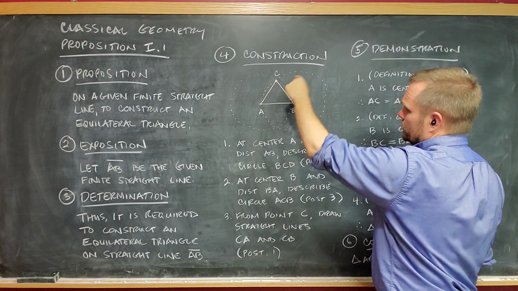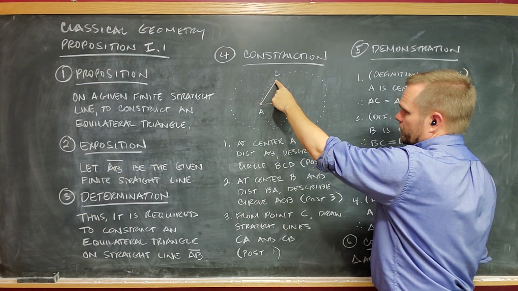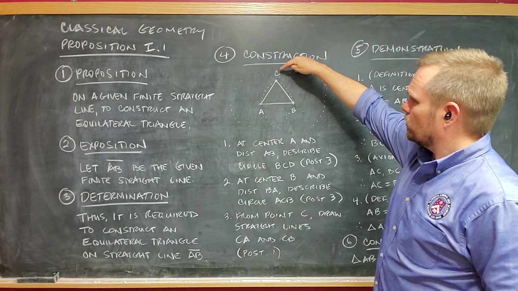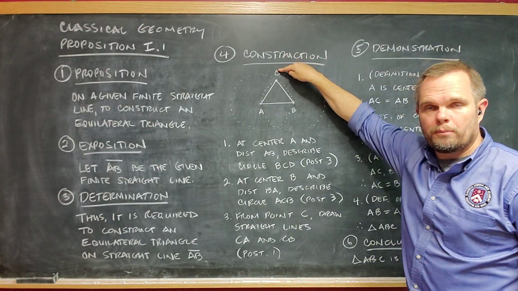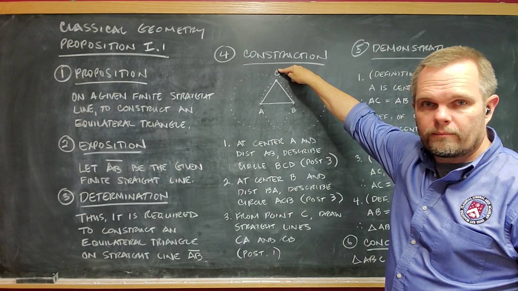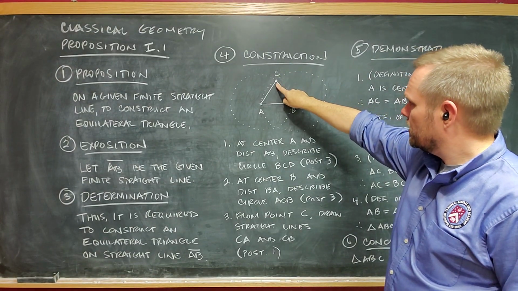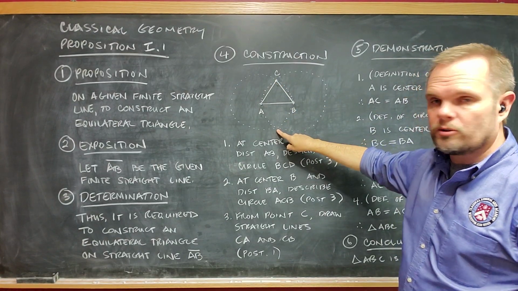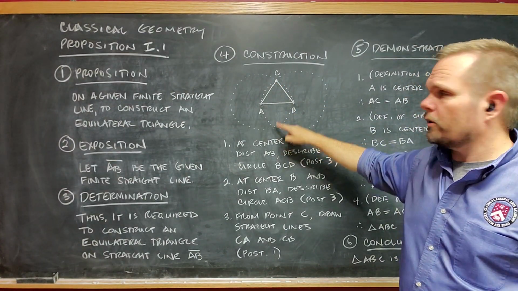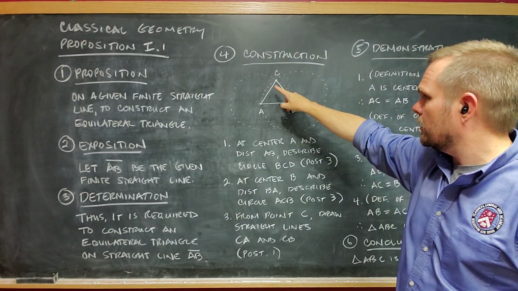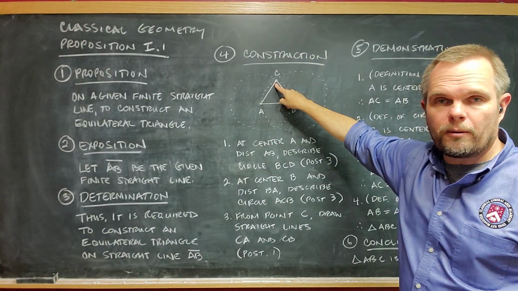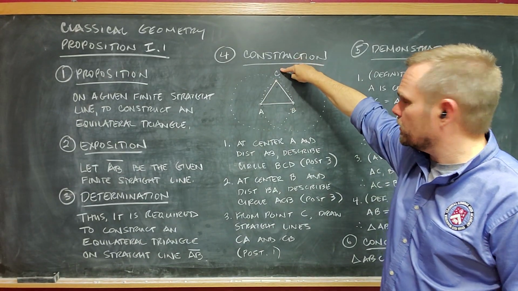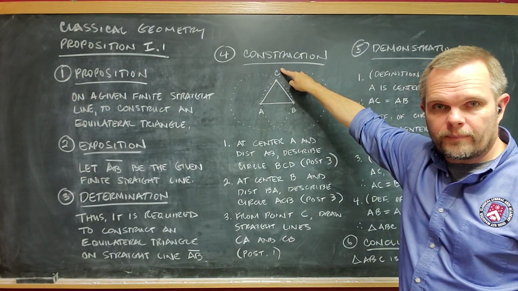Now we have these two circles drawn, and what we notice is that these two circles intersect at a point up here. That point where the two circles intersect, we're going to label point C. You can see they also intersect down below, but just for the sake of this construction, we're going to use this top point where the two circles intersect, and we're going to label that point C.